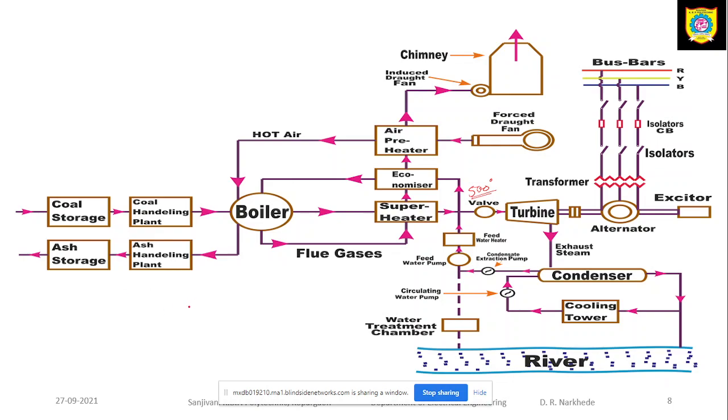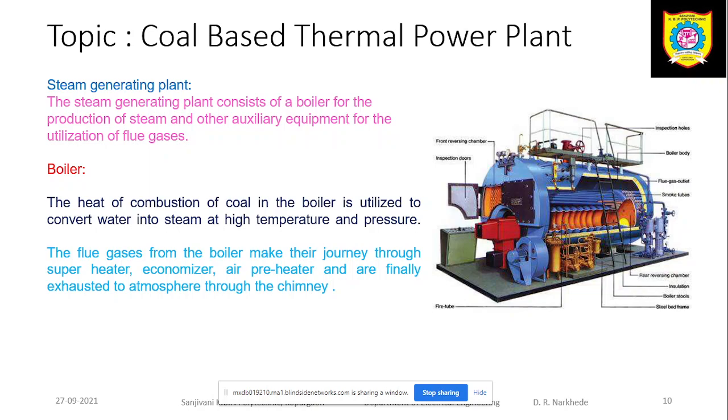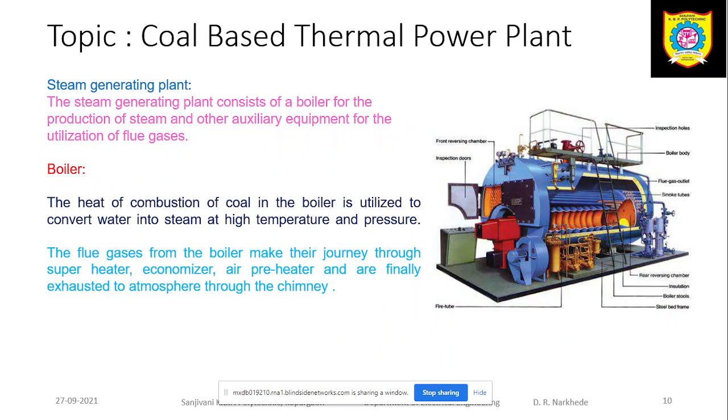I will just show you one turbine, how it looks. So this is basically a boiler. The first part we already discussed, this is the coal handling plant. Then the second is the steam generating plant, for which we require the boiler. The steam generating plant consists of a boiler for the production of steam, and other auxiliary equipment for the utilization of flue gases. What are these other auxiliary equipment?